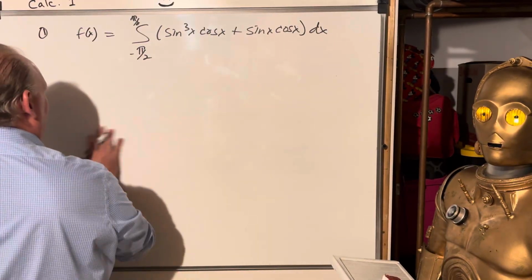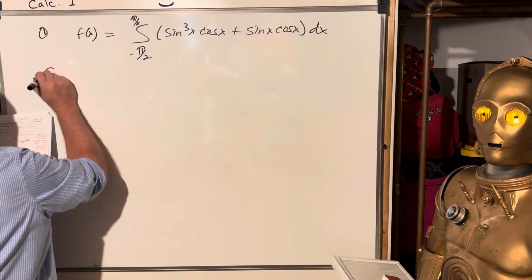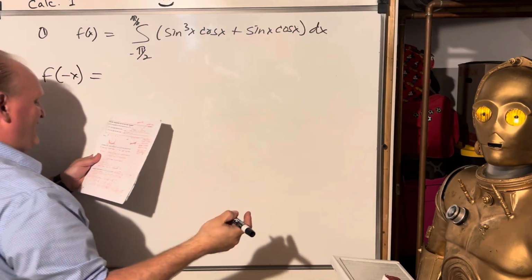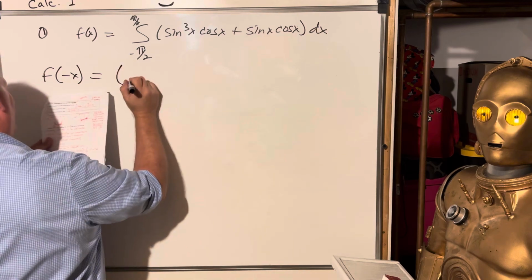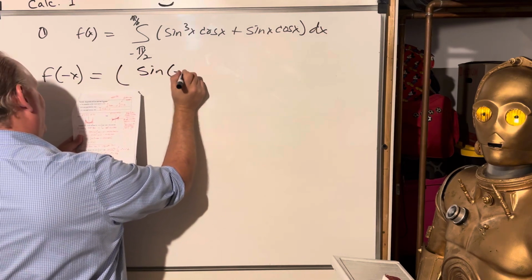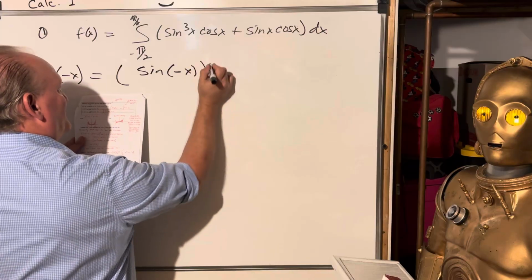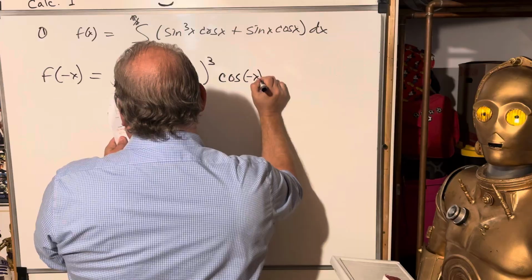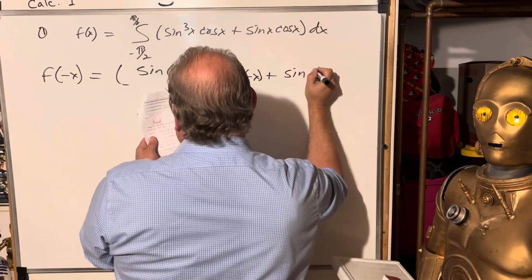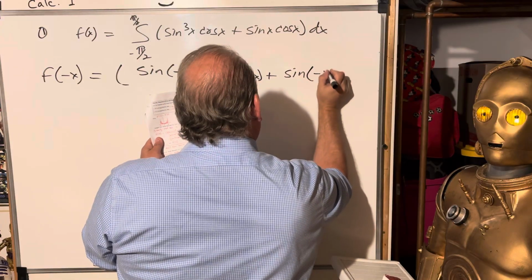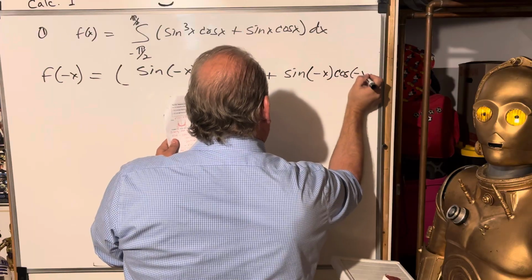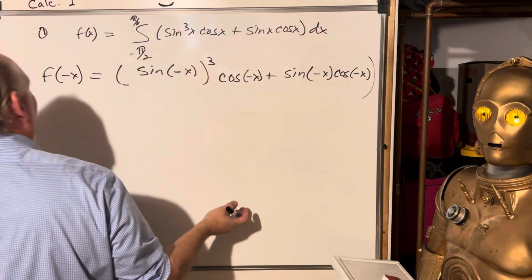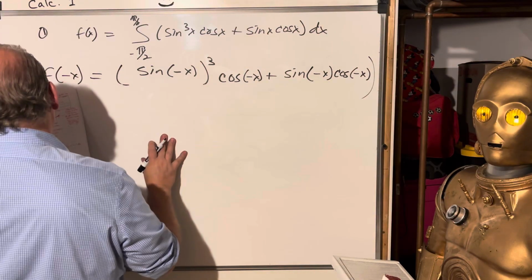So let's look at a negative. So we're not going to integrate. We'll just put in a negative x everywhere where you see an x. We're going to put in a negative x and then see what shakes out. So the sine of negative x, and remember that's cubed, cosine of negative x plus sine of negative x cosine of negative x. All right, so basically we replaced everything with a negative x, and let's see what happens.